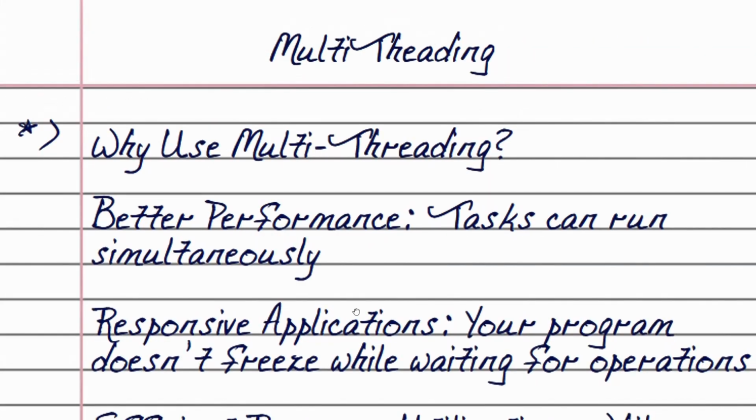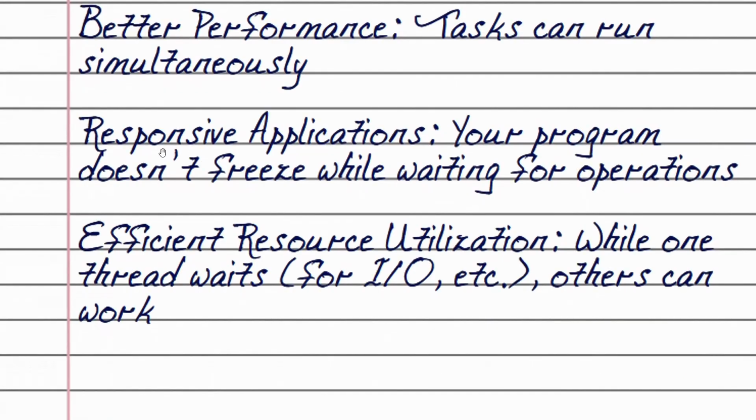Let's see why we use multi-threading. First, it can be better performance. Our tasks or our processes can be run simultaneously. Next, it can be responsive applications, so your program does not freeze while waiting for other operations.